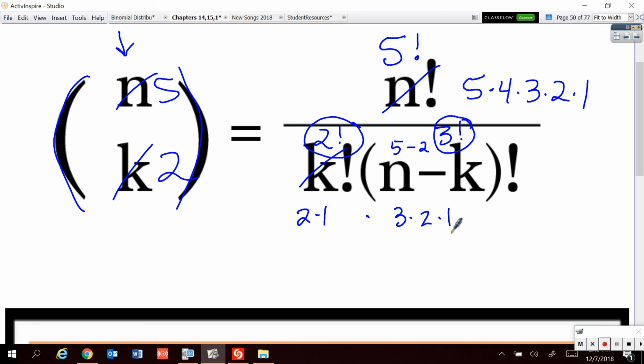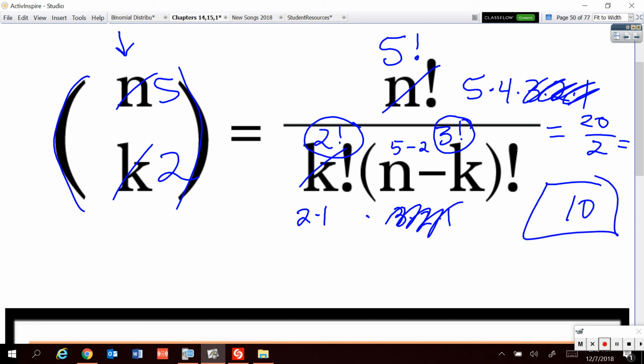Well, let's compute. 3 times 2 times 1 cancels out. And then I end up with 5 times 4, which is 20, over 2 times 1, which is 2, and that equals 10. It's magic. 10 combinations. And that is not because 2 times 5 was 10. It was because that reduced down to 10.